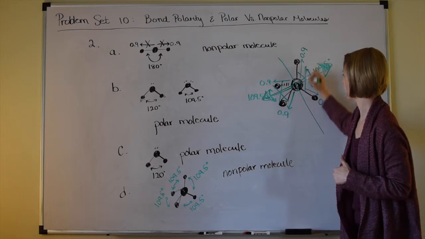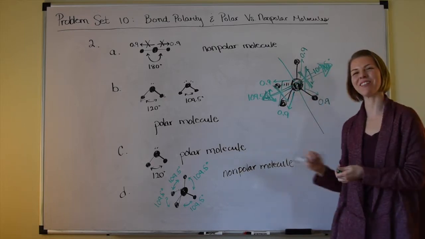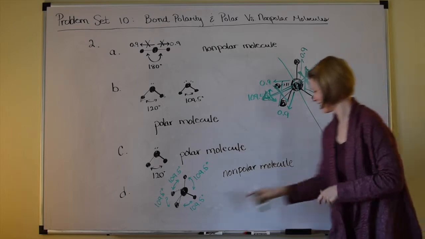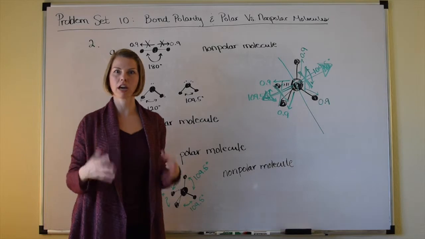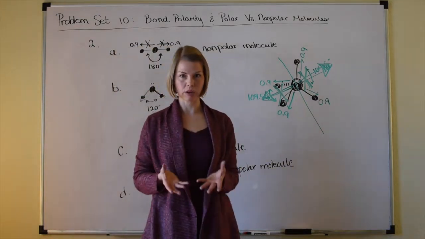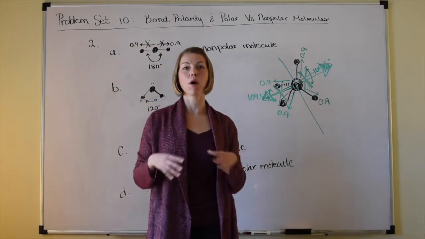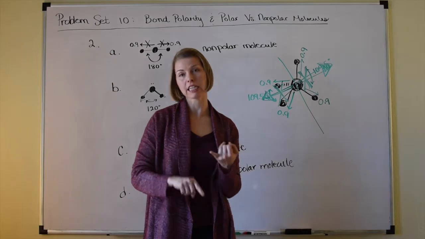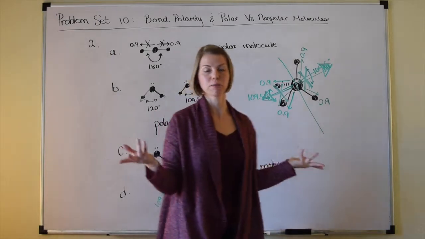So I'm going to put a big X there. It's getting really messy. Sorry about that. But I hope that made sense. You don't really even have to think through it so much every single time you do this on a test. If you remember that as long as they're equal in magnitude, in this case they're all 0.9, and opposing in direction, which is anytime you have linear, trigonal planar, or tetrahedral, it's going to cancel out. It's going to be nonpolar.